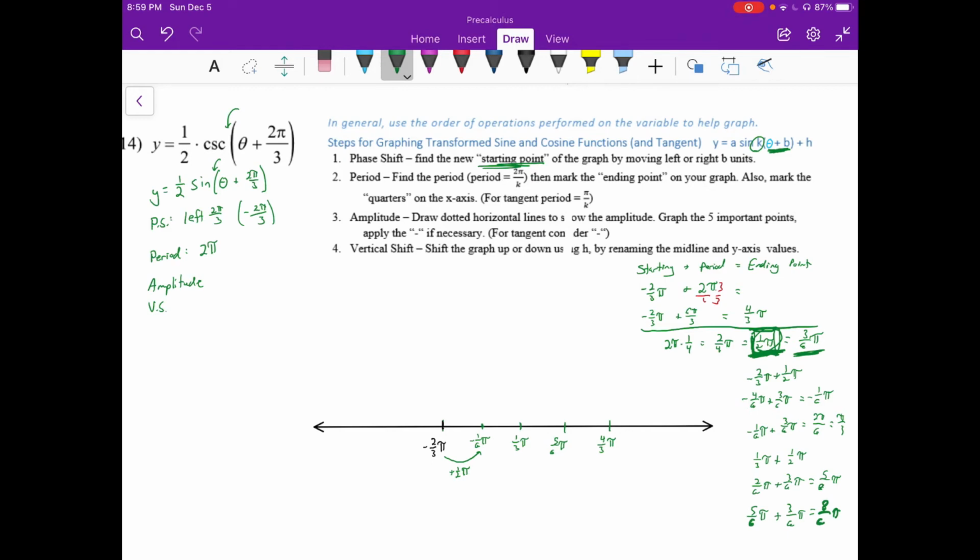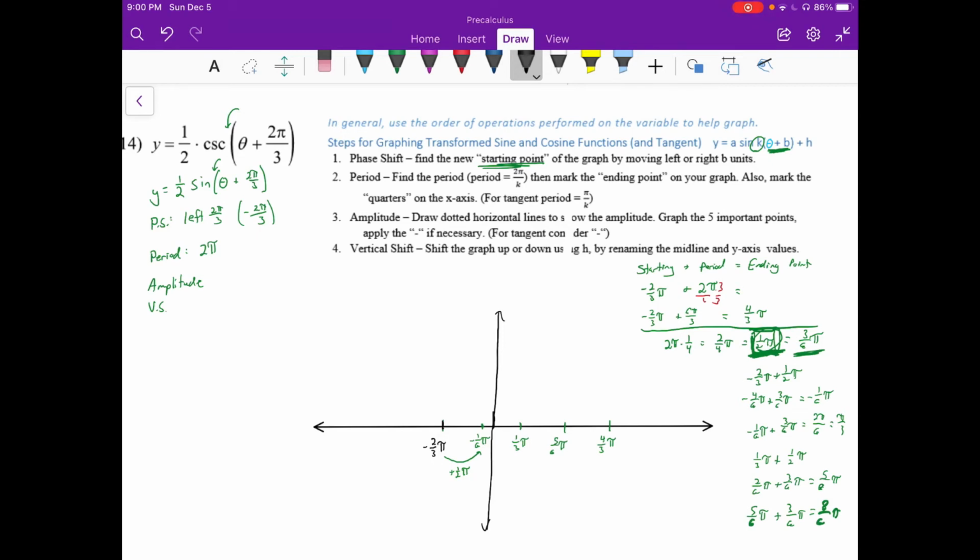What we can do now is estimate where the y-axis is. We have a negative 1/6 and a positive 1/3, so it's going to be closer to the 6th. And so there is the y-axis. All right, that was a chore. So we went left 2 pi over 3, we have our period of 2 pi, and we found our 4 specific points.